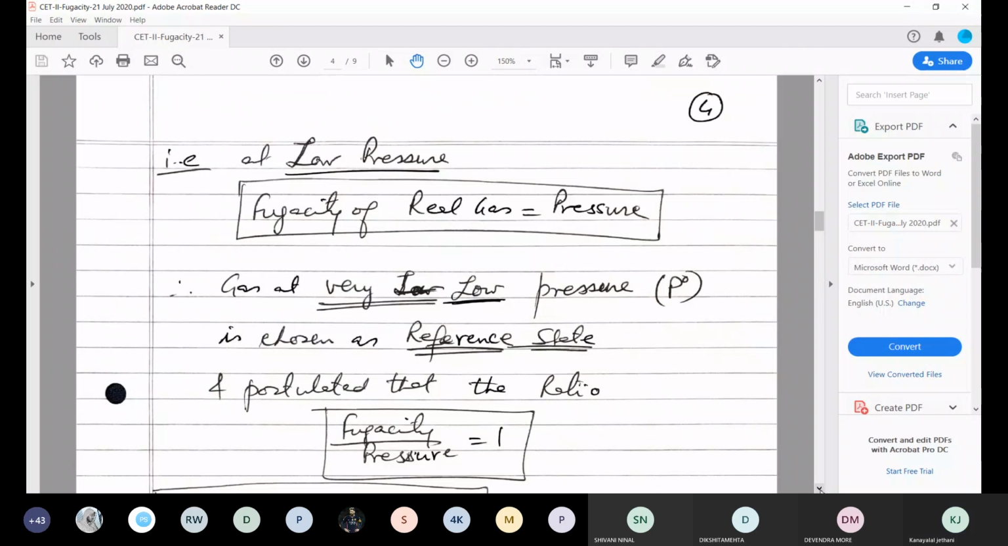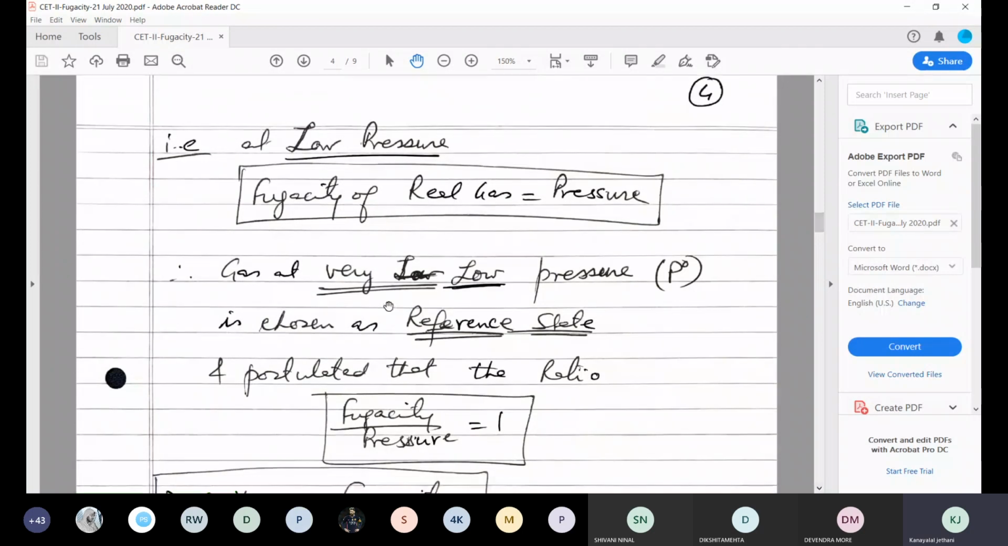Okay? So at low pressure, fugacity of real gas is equal to pressure, right? We said that. Then for ideal gas also fugacity is equal to pressure. At low pressure, any real gas becomes like an ideal gas. So fugacity of real gas at low pressure is equal to actual pressure.